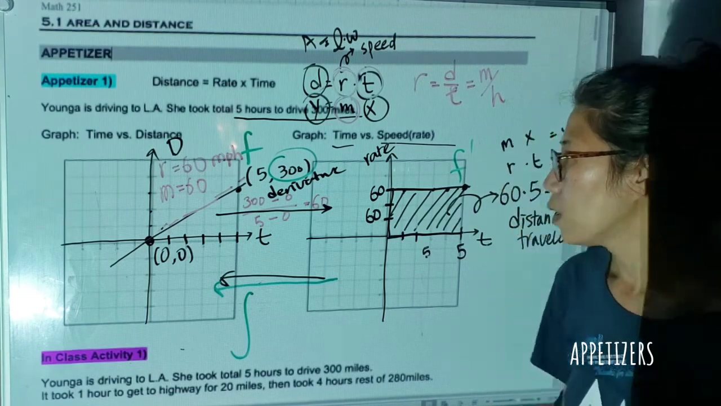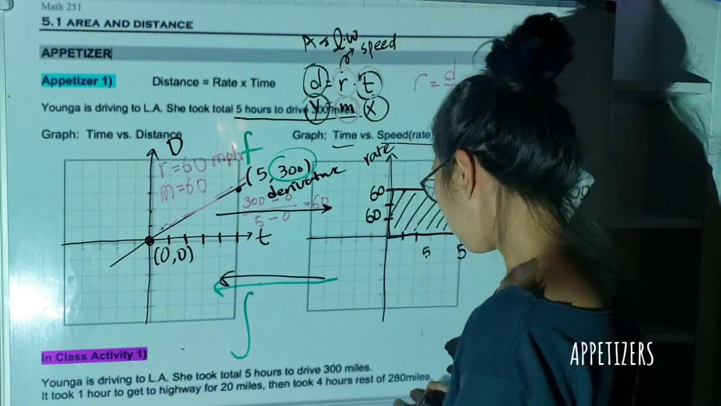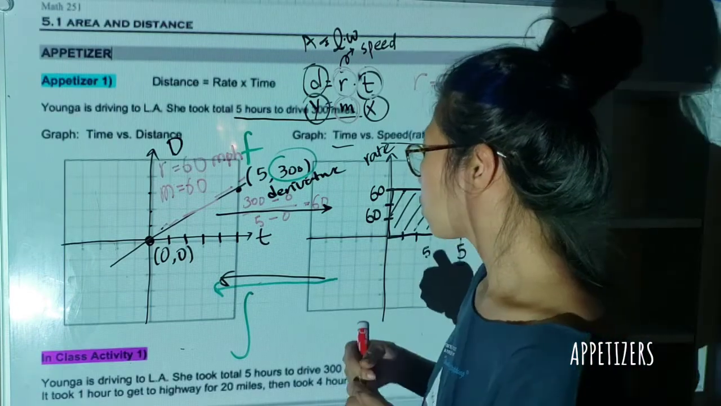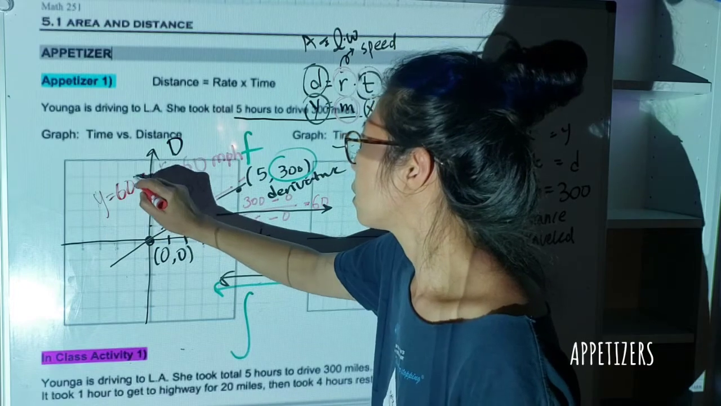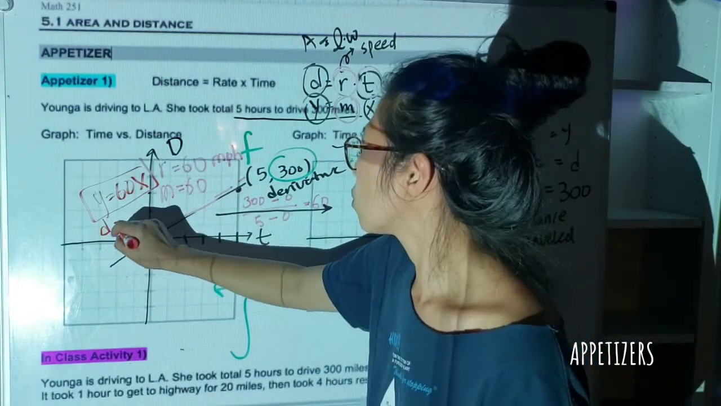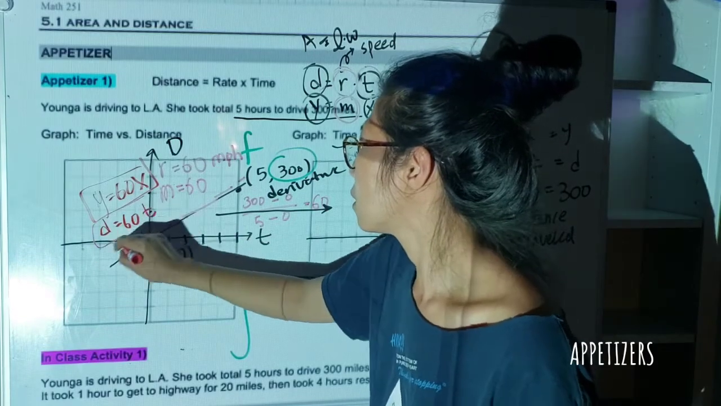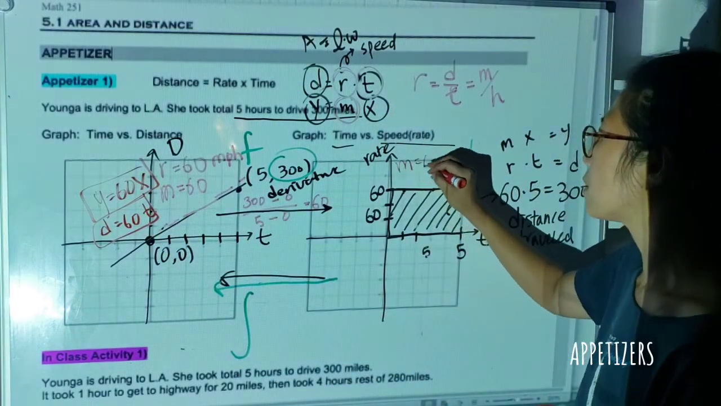Okay? So using the example here, my equation will be y equals 60x, or you can put it as d equals 60t, right? If you take a derivative, we know that m is going to be 60.